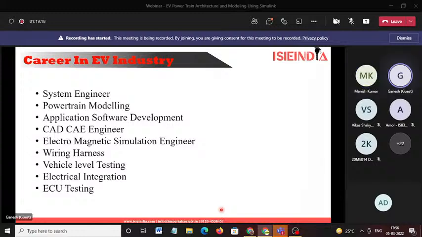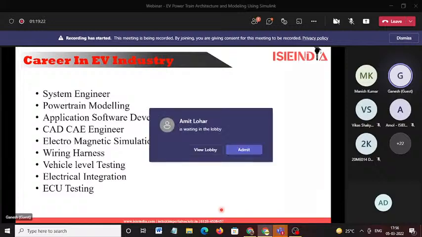So you can see, if you have a little scope, if you learn something related to EVs, or if you have worked on your EV projects, there is more chance to get job opportunities in the industry.